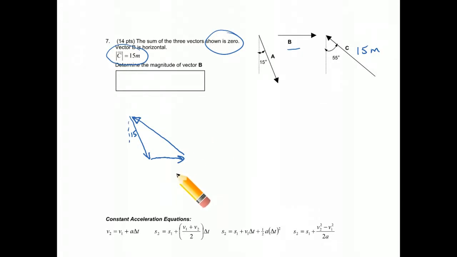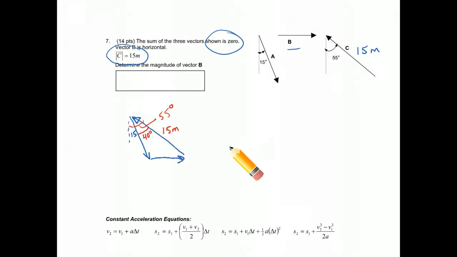So C was 55. Get another color here. That angle right there is 55. Be careful with your angles. And its length is 15 meters. Okay? Be very careful with the angles and their references. So drawing it this way, I can see that this interior angle right here is 55 minus 15, or 40 degrees.